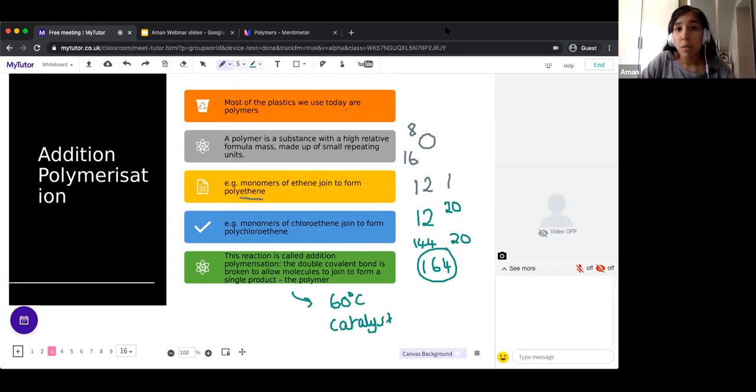So someone's just asked me what Mentimeter is. We'll be doing a quiz on Mentimeter today. It's essentially a quiz software and it's free to use. So I'll show you that later on today.